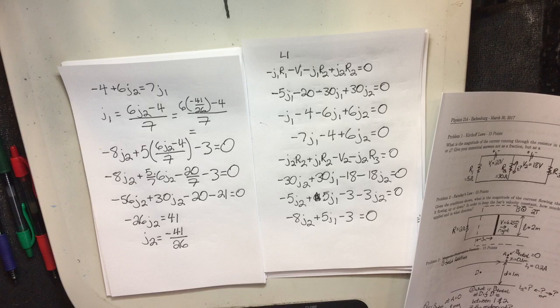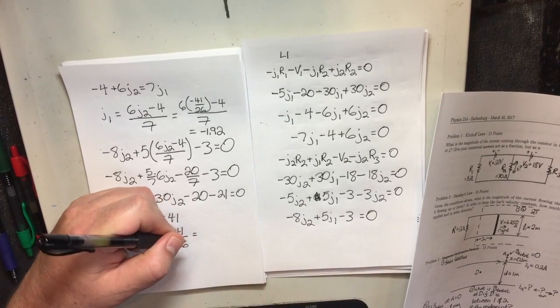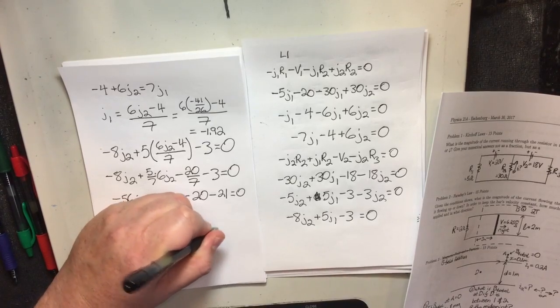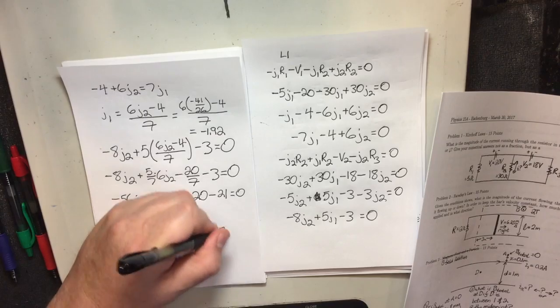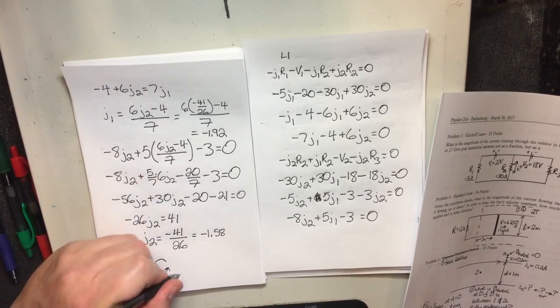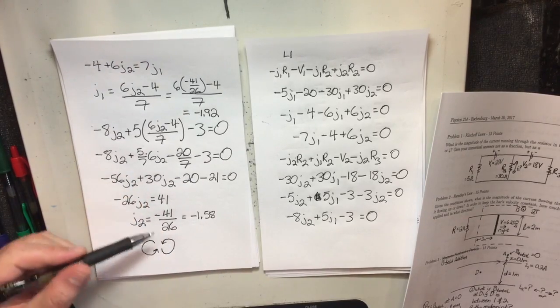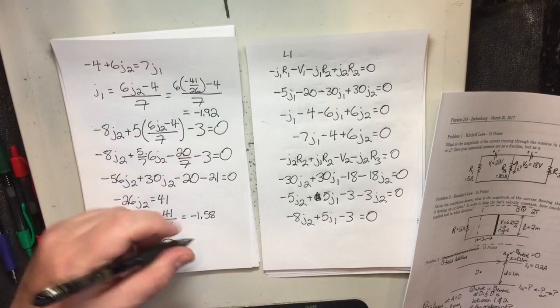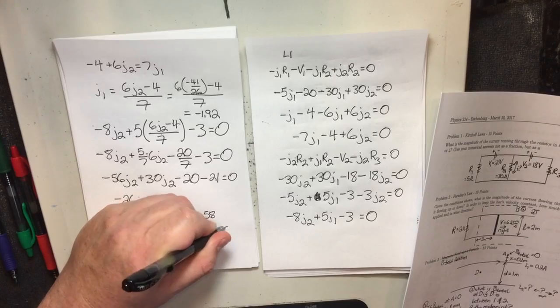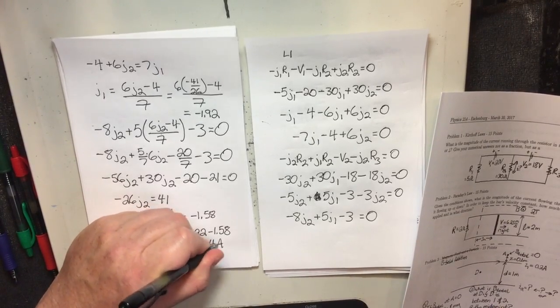This gives you minus 1.92. This gives you minus 1.58. So J1 is negative, so I1 is counterclockwise with the magnitude of 1.92. J2 is also negative, so I2 is also counterclockwise. I1 is the bigger one with 1.92. 1.92 minus 1.58 is 0.34 amps bottom to top.